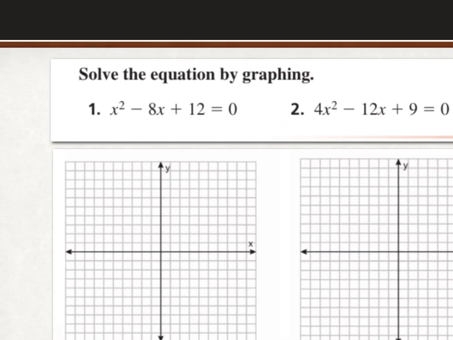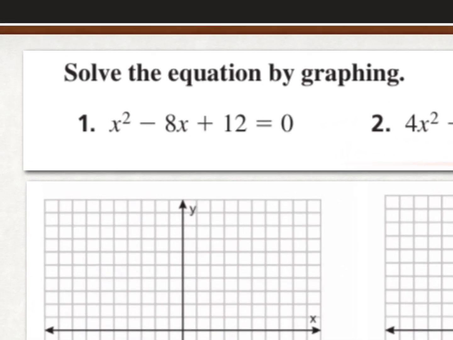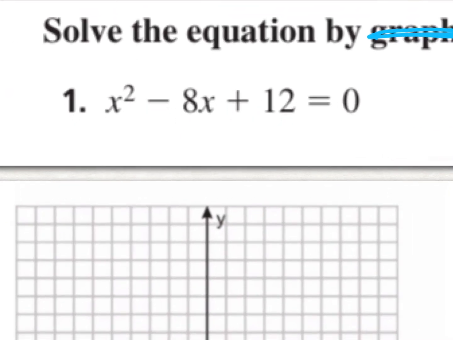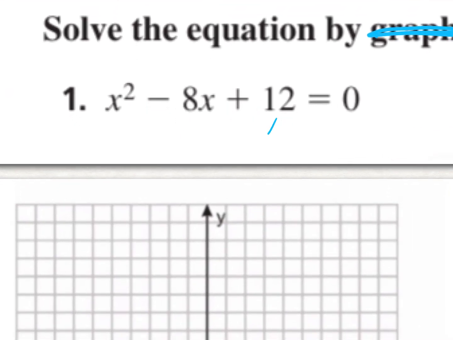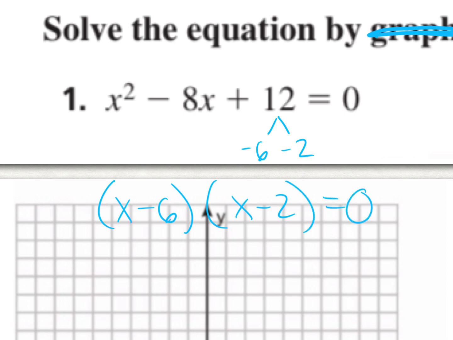So again, for these two, we're just going to solve. We're not going to graph them. So we're just going to solve by factoring. What are two factors of 12 that add to -8? That would be -6 and -2. So in my parentheses, I have x minus 6 and x minus 2, and that's equal to 0.